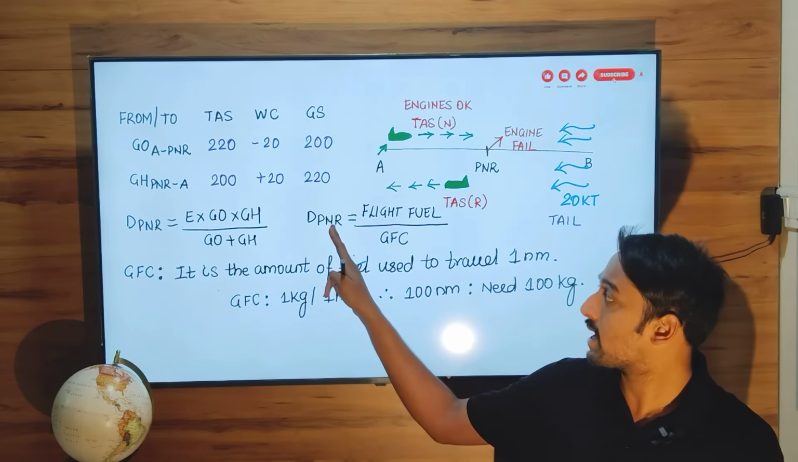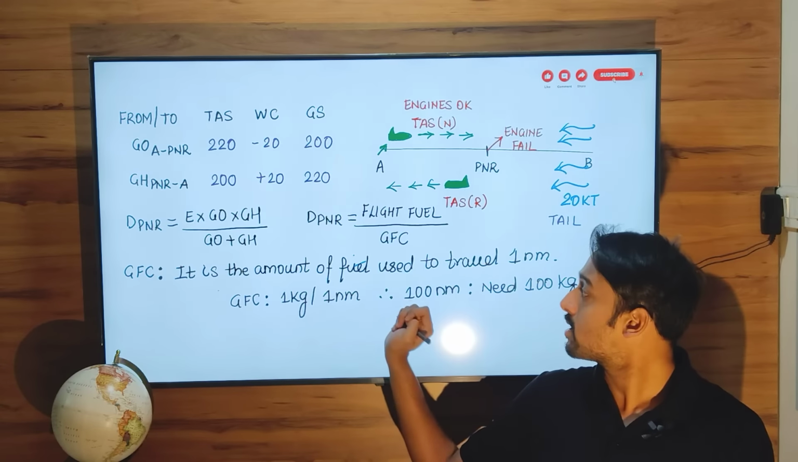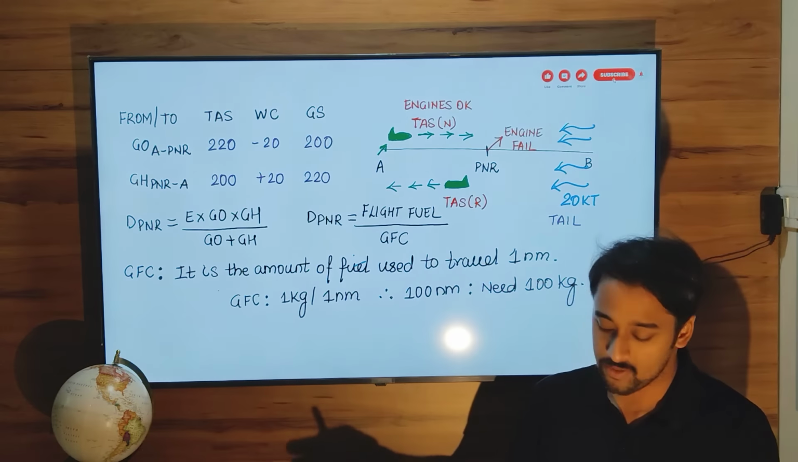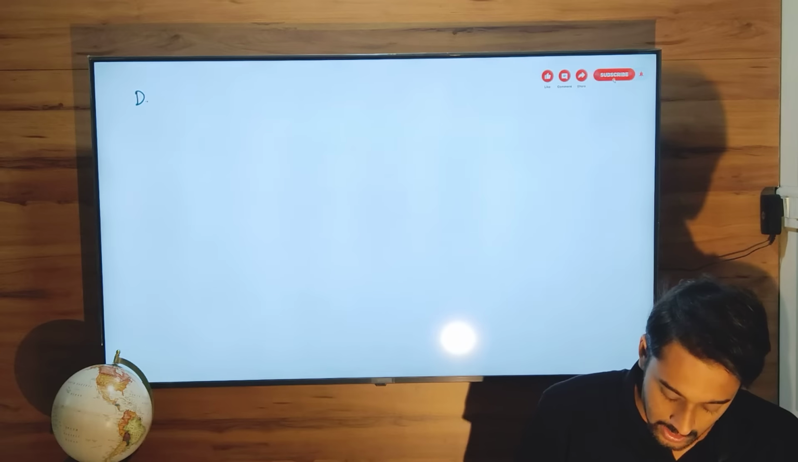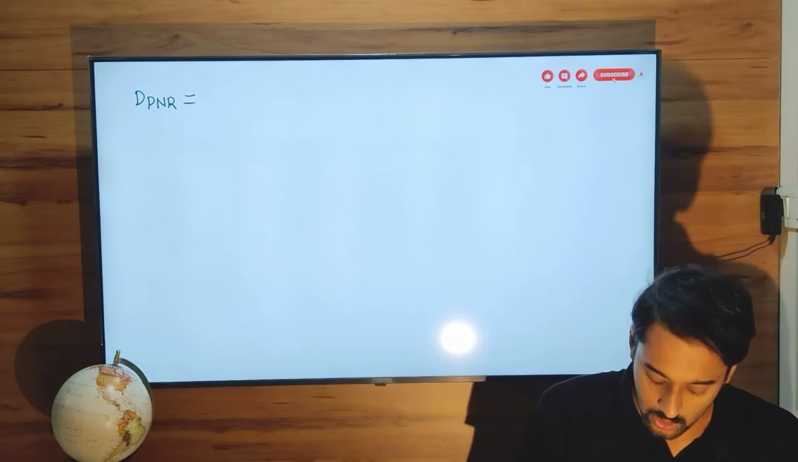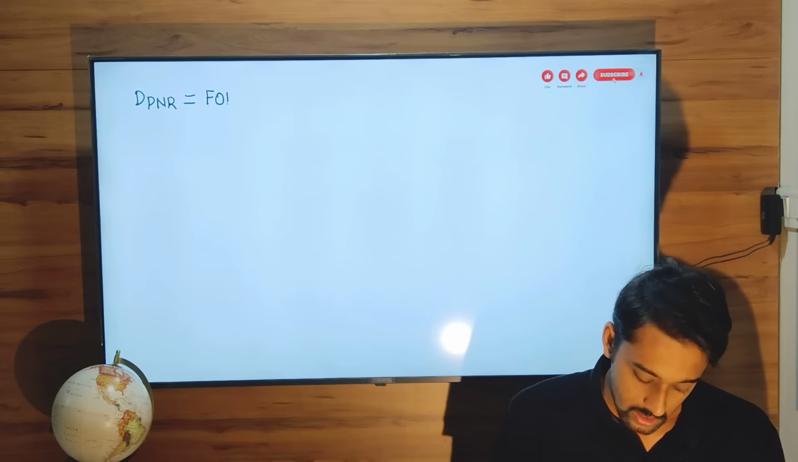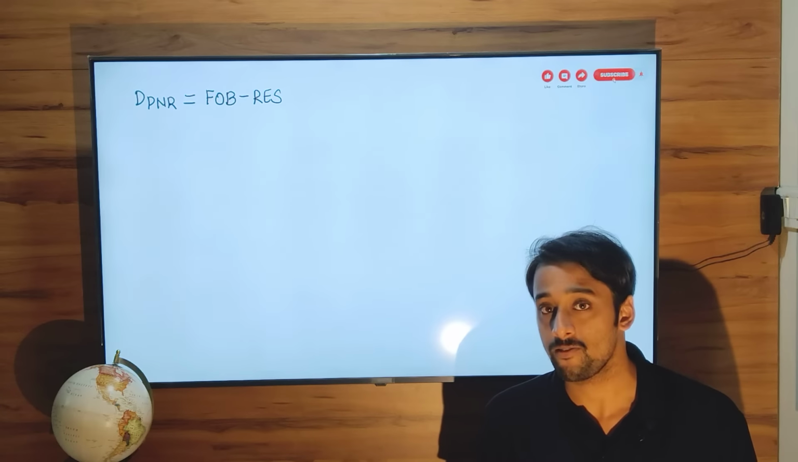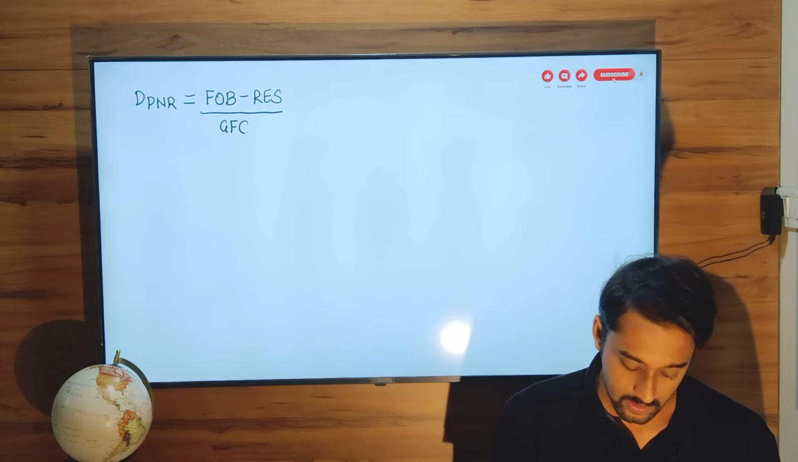So distance to PNR can also be calculated by this formula: flight fuel divided by gross fuel consumption. So what is flight fuel? Distance to PNR equals flight fuel, which is total fuel on board minus reserve fuel. The fuel that you are going to use for your flight is your flight fuel, divided by gross fuel consumption.